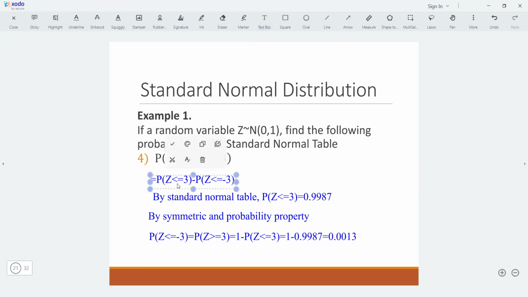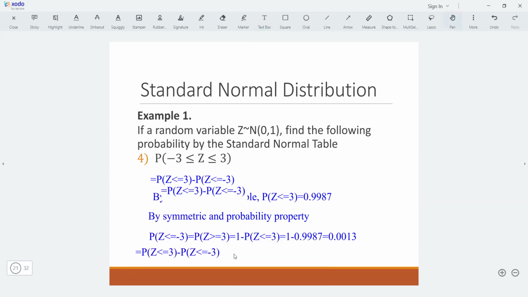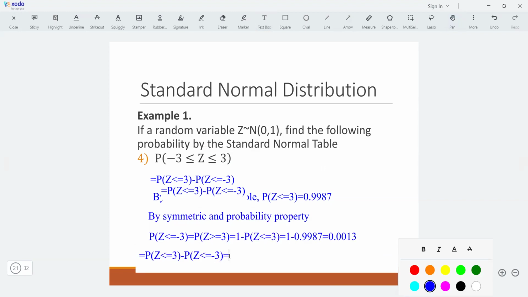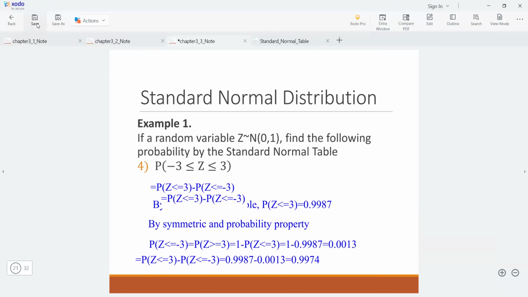So based on this, we plug these two equations into our previous two probabilities. That means this one will equal 0.9987 minus 0.0013. If you use your calculator, you can find the answer is 0.9974. So this is our answer.